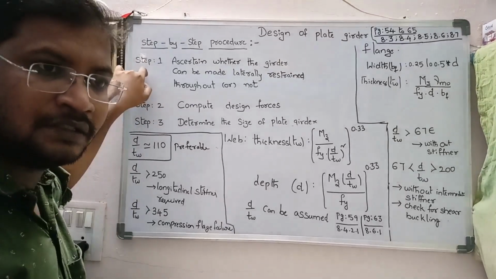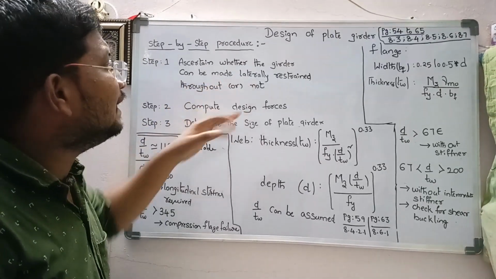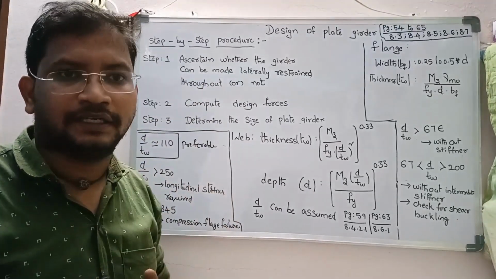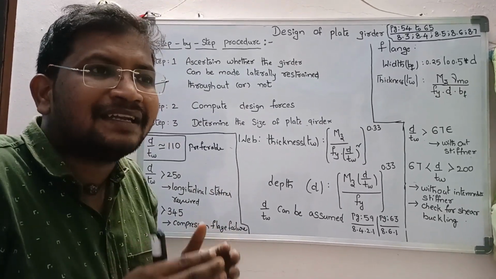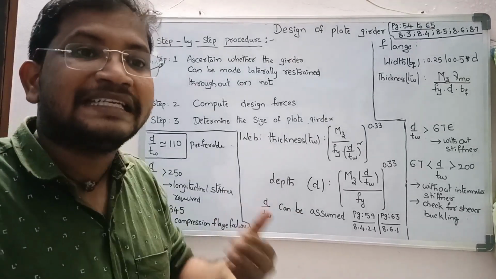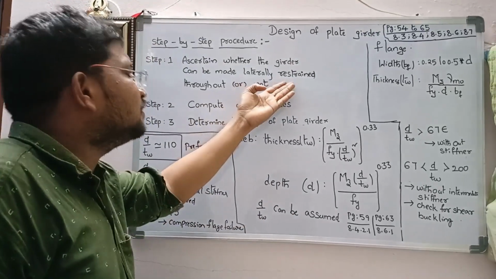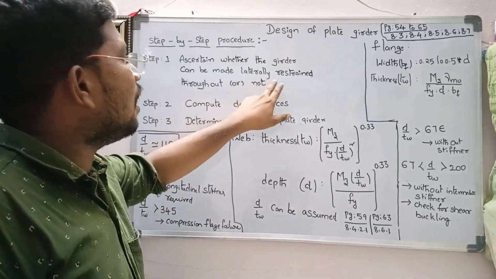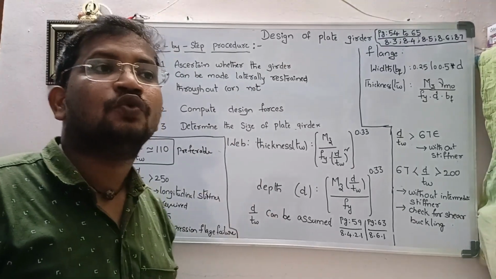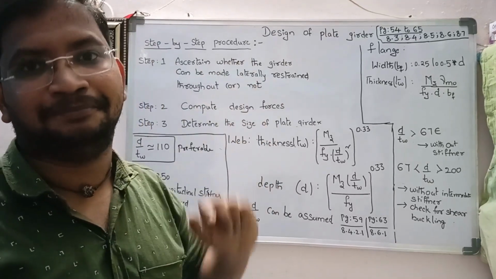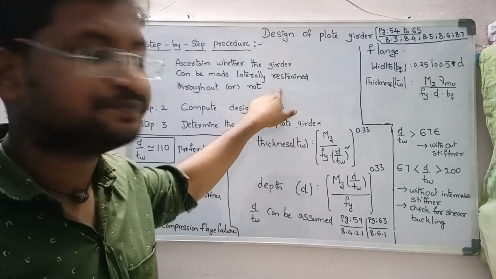In step number 1, we need to ascertain whether the girder can be made laterally restrained throughout or not. It means that we need to ascertain whether the beam is laterally restrained or not. What is meant by laterally restrained? To get the complete information about the laterally restrained beam, we need to watch the video of design of beam.